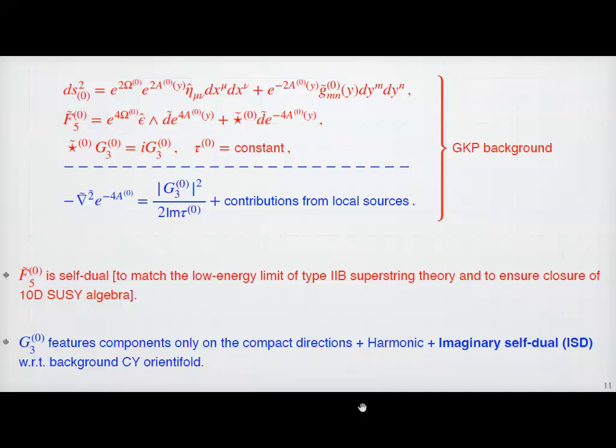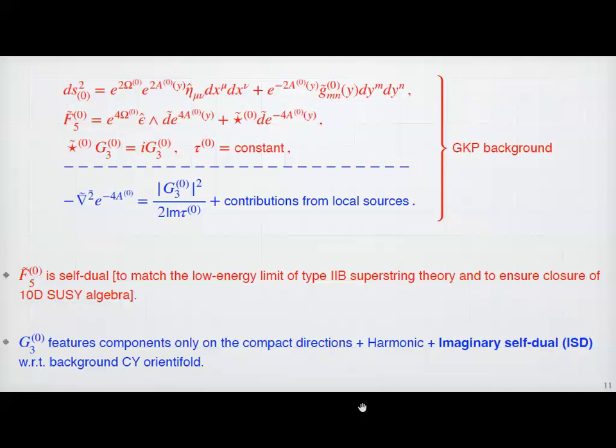So these are the O3 plane contributions, and that's why we need them. And this is the background. Okay, so F tilde 5 is self-dual as written, and this is a constant coming from type IIB string theory, also to ensure the closure of the plane issues, etc. G3 features components only on the compact directions of the internal manifold. It is harmonic and it is imaginary self-dual with respect to the background Calabi-Yau.